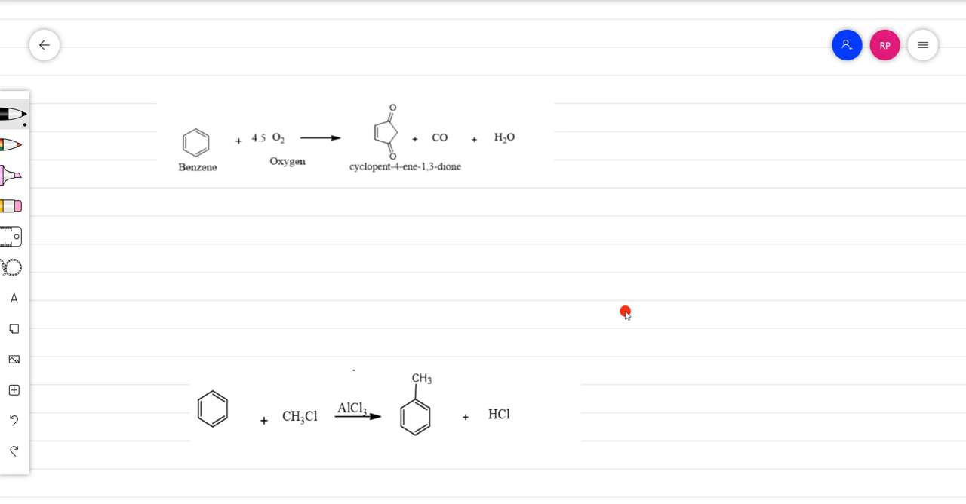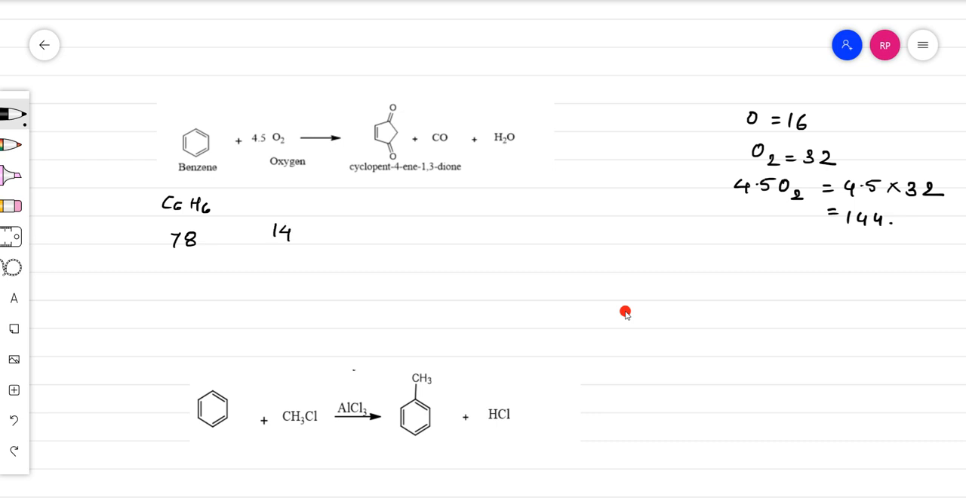Let's solve a few more. This is very easy. Benzene, C6H6, and oxygen. Now this is 4.5 moles of oxygen. Oxygen is 16, right? So O2 becomes 32, and 4.5 moles of O2 means you multiply 4.5 into 32. This is how you calculate. Now for benzene, the mass is this. For this one, 4.5 into 32 comes out to be 144.